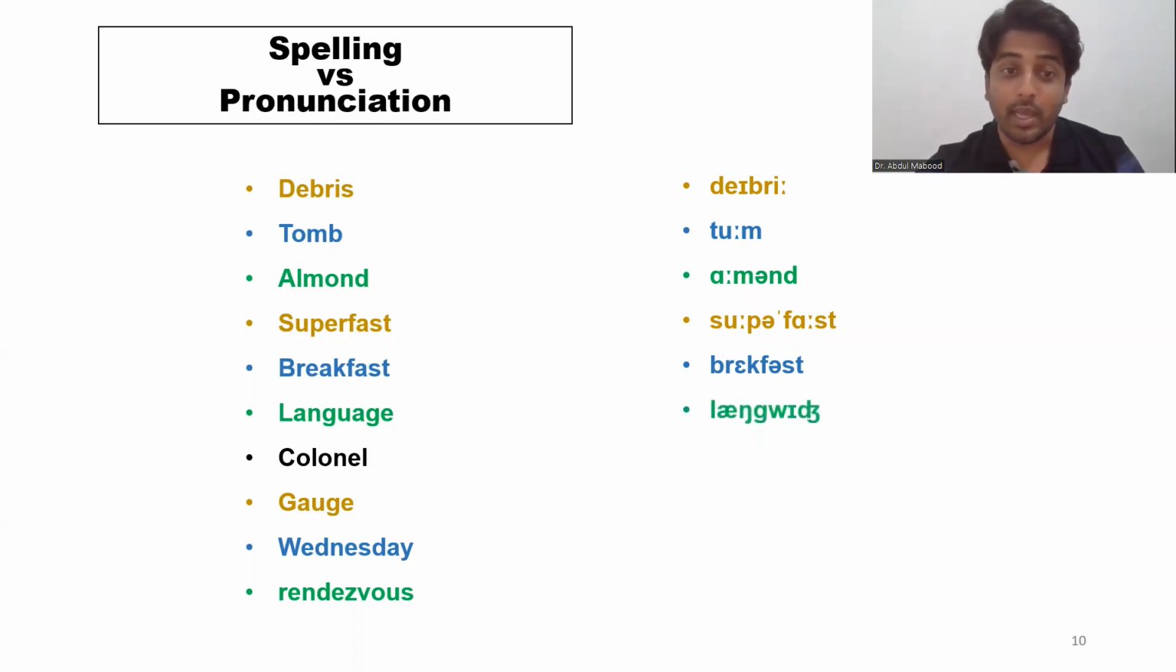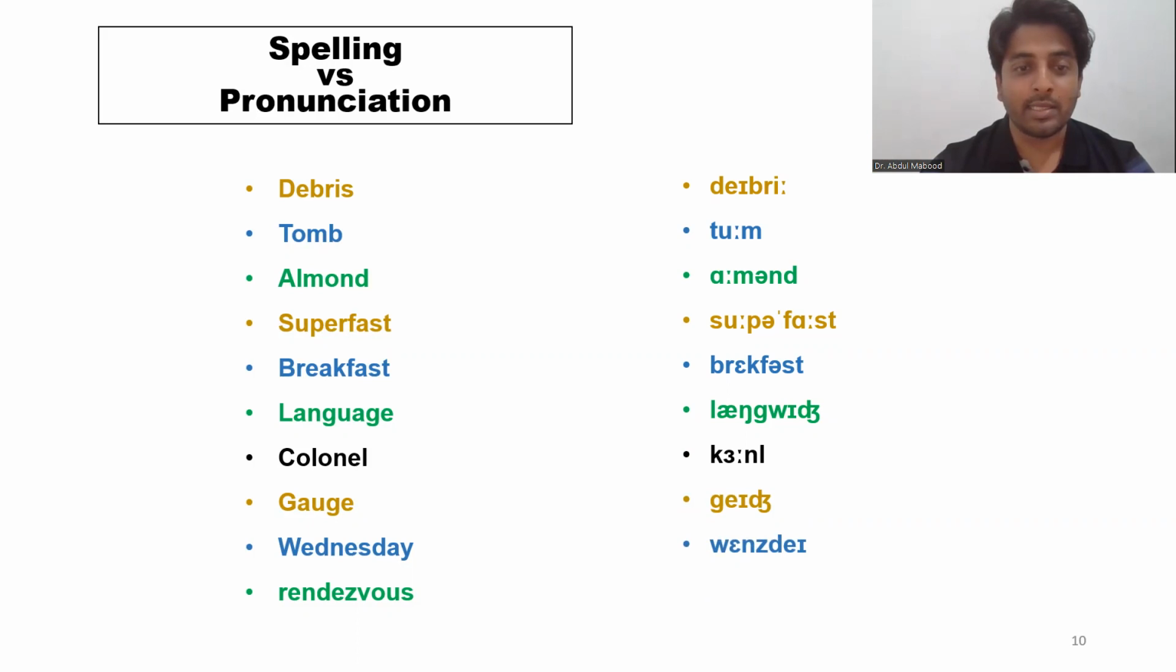Now, see, even language is not pronounced as spelled. It is not colonel as spelled, but colonel as said. It is not gauge as spelled, but gauge as said. Right? And it's not Wednesday as spelled, but Wednesday as said. And it is not rendezvous as spelled, but you can see the pronunciation here is rendezvous, right?